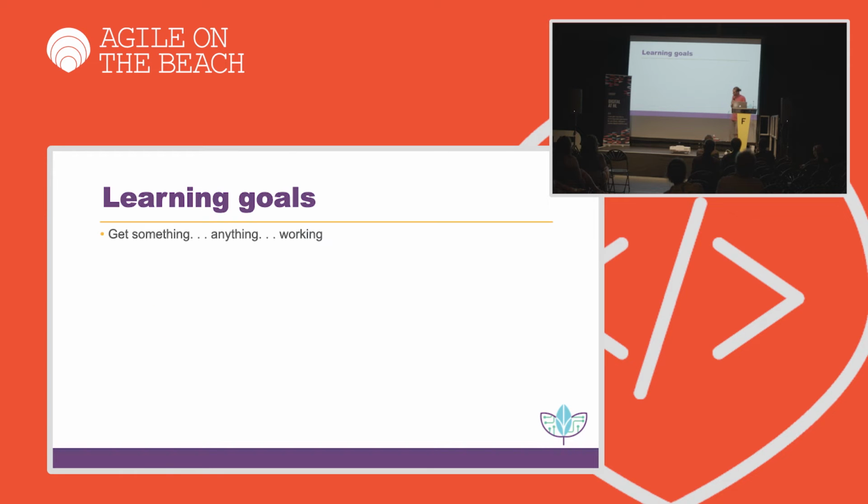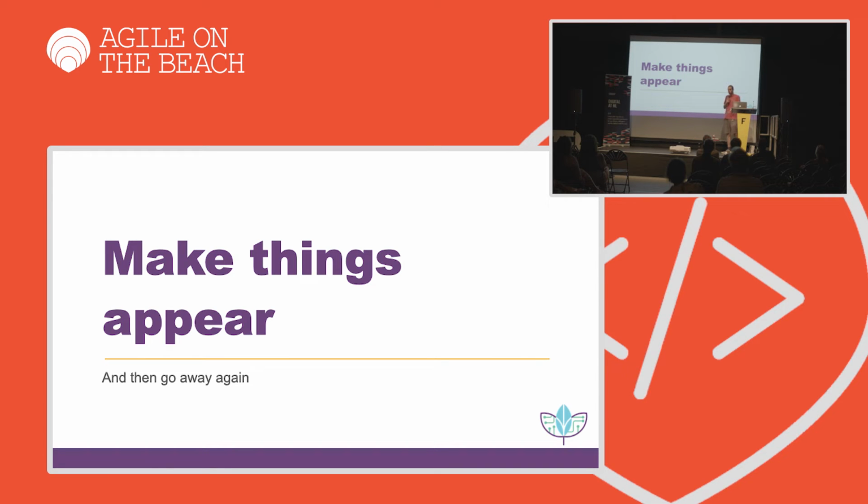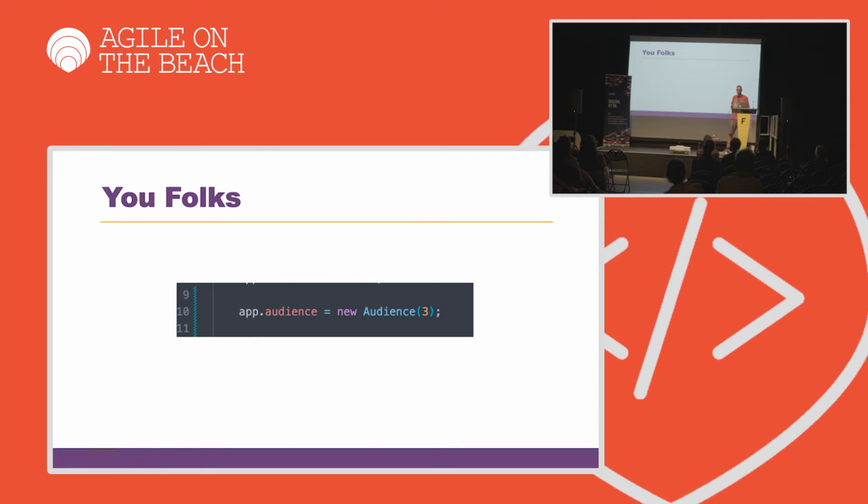So for this one, it was pretty simple. Get something, anything, working. There was actually more at the time, but this is the important thing. And I pondered what I could build, and I came to an obvious conclusion: something that will make things appear and then go away again. And if you're a front-end engineer or you work with some, that's just your job description. That's what front-end engineers do. So I threw together a simple page that shows a picture and plays a bird song when you press a key. But what about you folks?